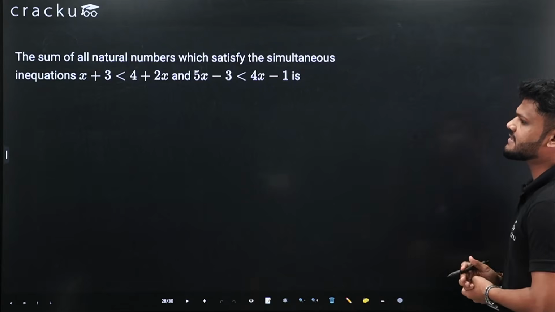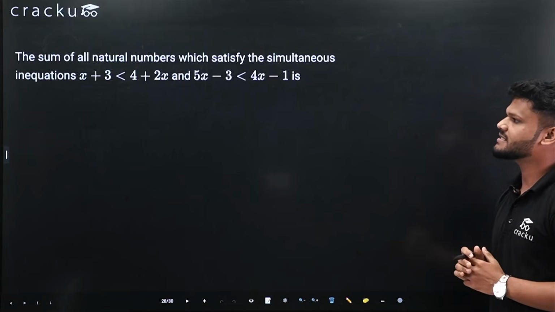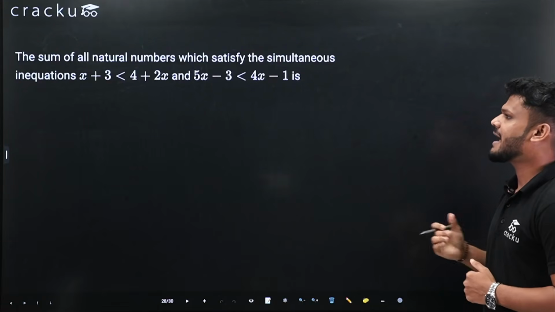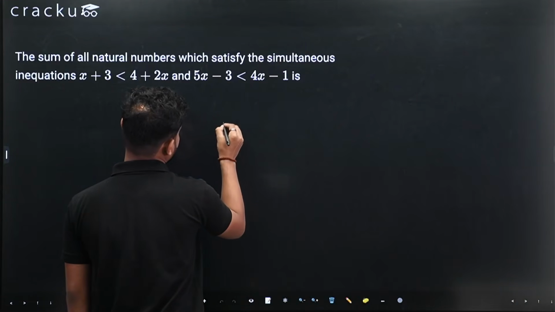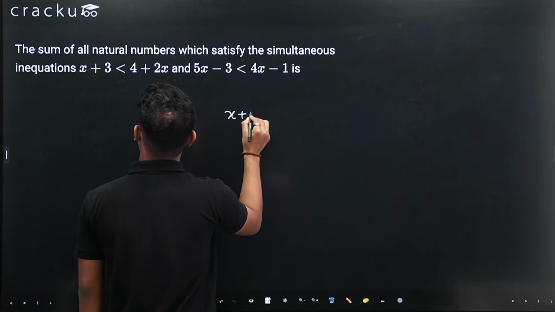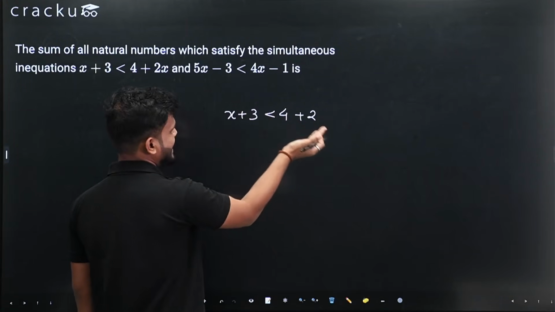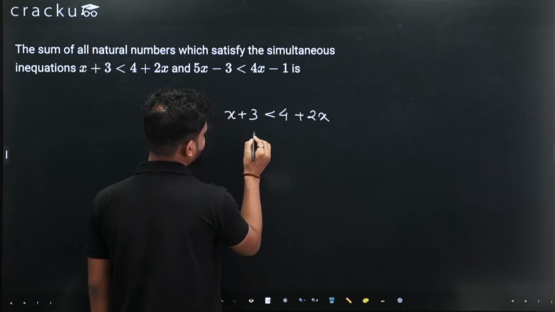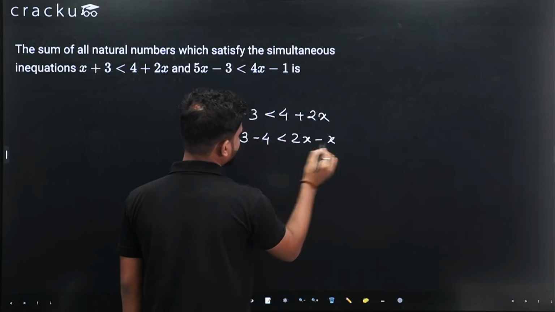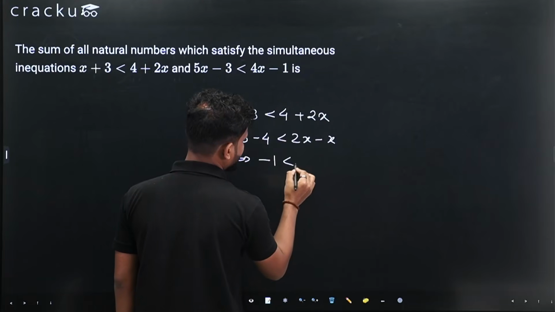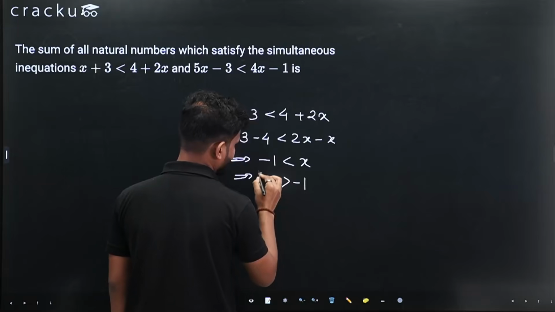In this question it is asked, the sum of all natural numbers which satisfy the simultaneous inequations x plus 3 is less than 4 plus 2x and 5x minus 3 is less than 4x minus 1. It is pretty easy. So x plus 3 we have given less than 4 plus 2x. From here you can take x that side, 4 this side. This will be 3 minus 4 is less than 2x minus x, or minus 1 is less than x, or x is greater than minus 1.